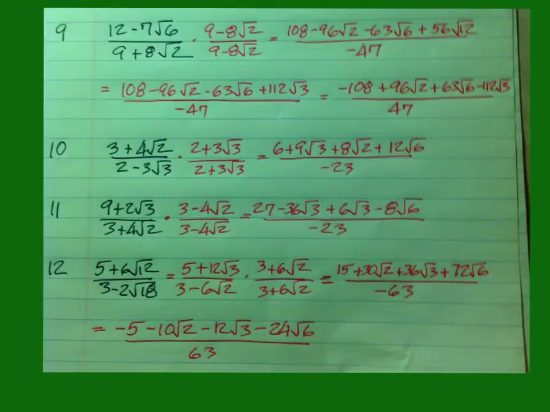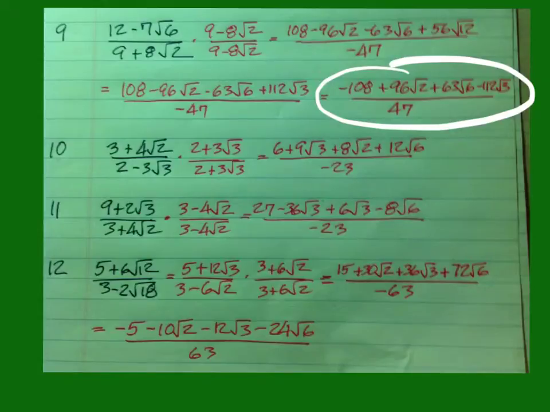Number 9, we have negative 108 plus 96 square root of 2 plus 63 square root of 6 minus 112 square root of 3 over 47. And on 10, we have 6 plus 9 square root of 3 plus 8 square root of 2 plus 12 square root of 6, and that should have been changed.